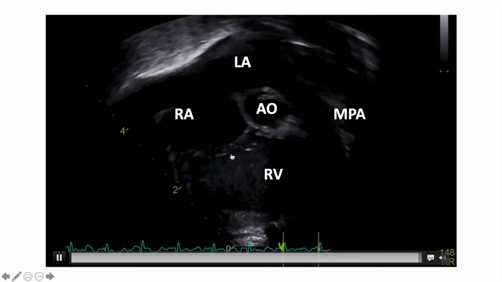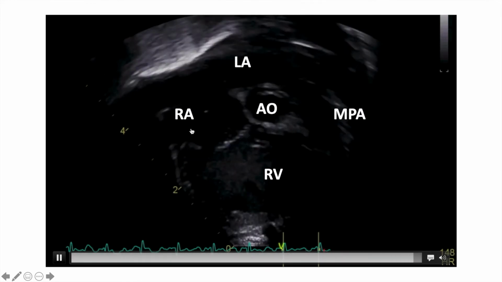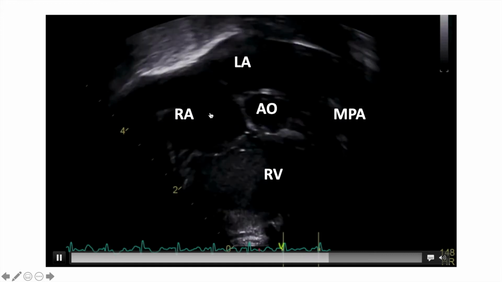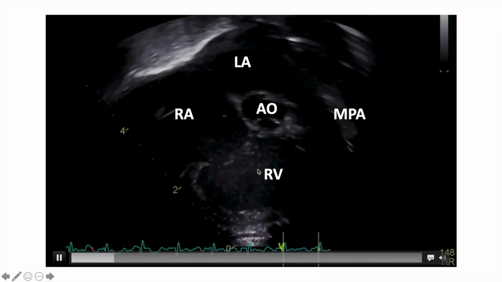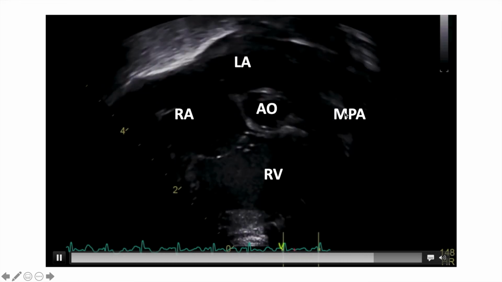You have the RV here, and this is the RV inflow that connects the RA with the RV, and the RV outflow here, which connects the RV with the main pulmonary artery.